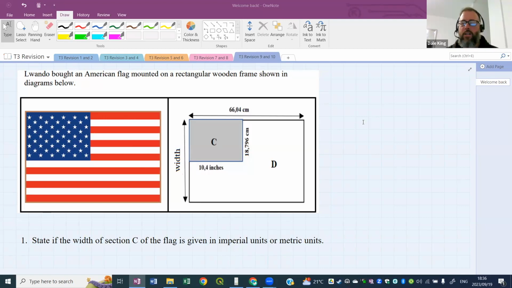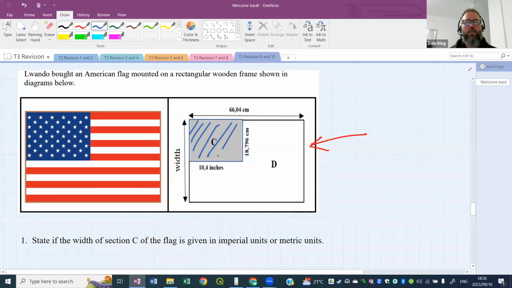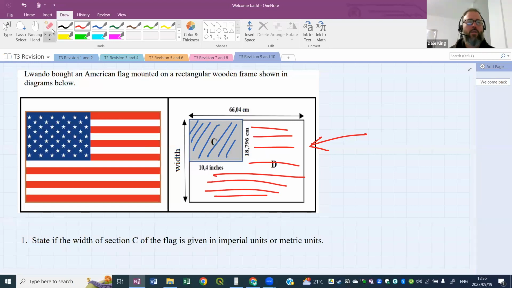All right, there's our break. Let's have a look at the next question. We got an American flag, got some color in our question tonight. Luanda bought an American flag mounted on a rectangular wooden frame shown in the diagram below. So we got the American flag on the left there. And this diagram here is also the American flag, but without the pattern. So this is the blue part, and this is the red part of the flag. That's what they're trying to show you here.